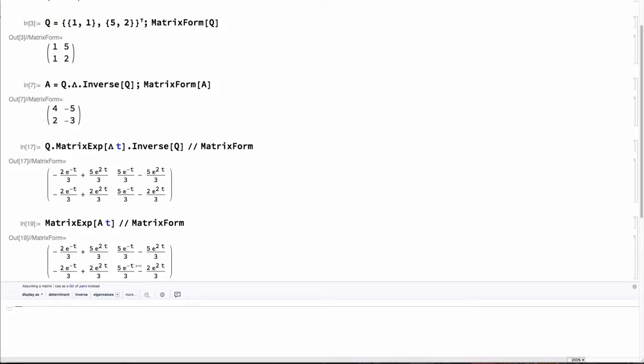So e to the At is that. Those two guys are the same, right? Everybody agree? But everybody understand why this was much simpler? Because we could do this by hand. I mean, I just did it in the computer because I wanted to verify it against that. But we could do this by hand because we already solved for lambda.